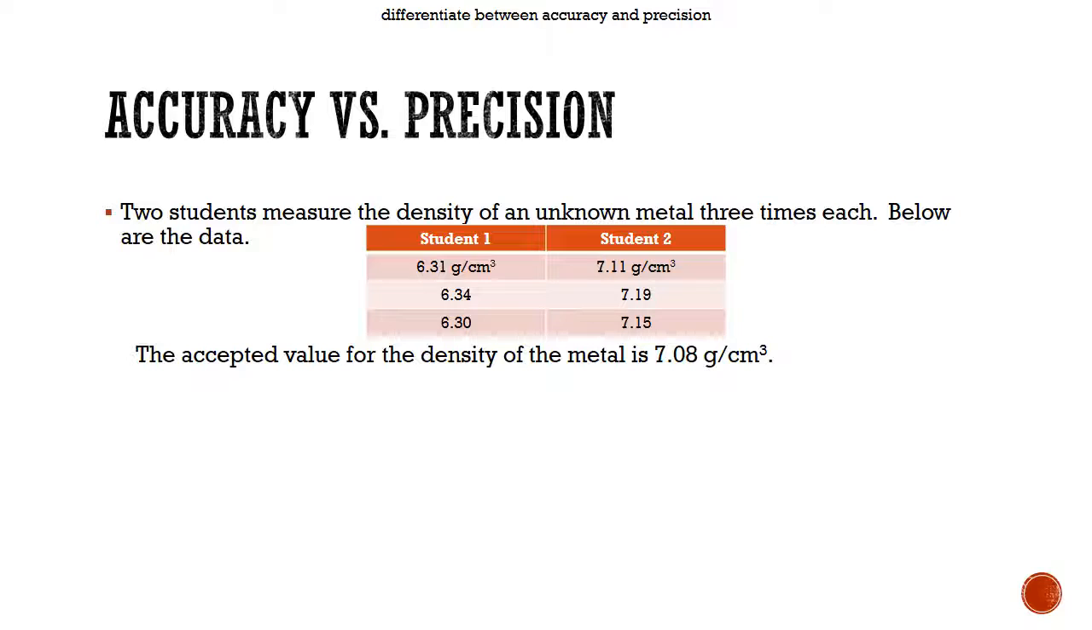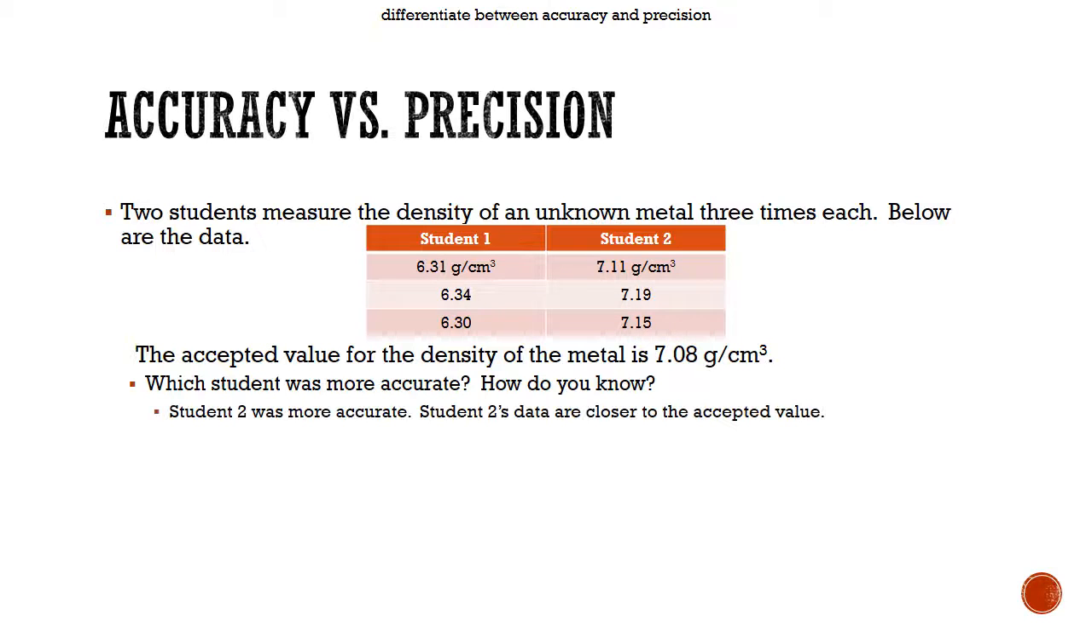In other words, if you went and looked up the density of this metal in some sort of reference, or maybe you looked it up online, this is the value you would see. So in other words, that is what we might consider to be the right answer. So which student was more accurate? Look at that data and tell me which student was more accurate. Well, hopefully, thinking about what the definition of accuracy is, how close to the accepted value a measurement is, that is student 2. Student 2 is more accurate because student 2's data are closer to the accepted value.